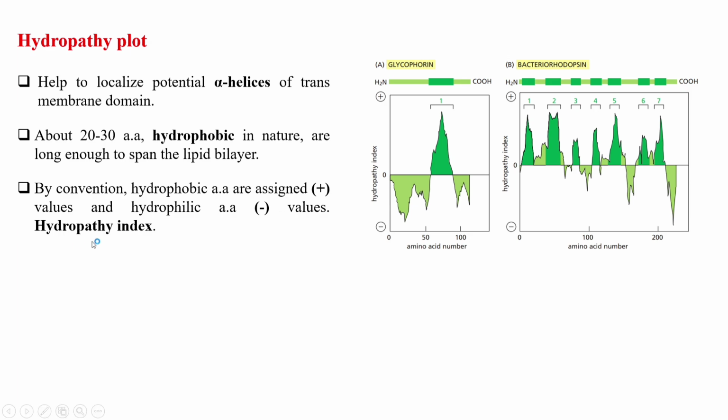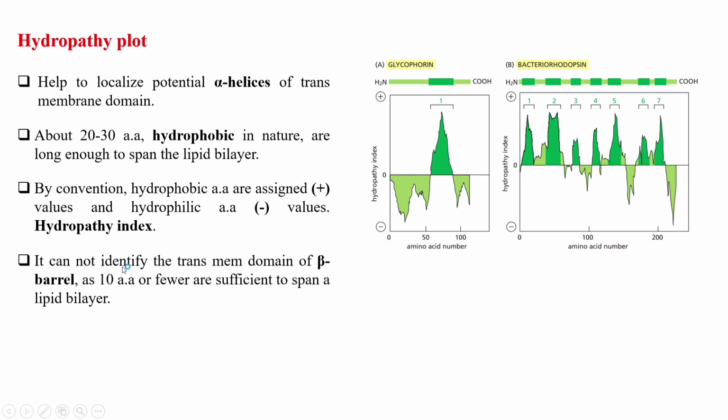So this is called hydropathy index. Conventionally, the hydrophobic amino acids are assigned positive and hydrophilic amino acids negative. Now, 20 to 30 amino acids are enough to traverse or span the lipid bilayer, and it has been found that by this hydropathy plot we can recognize the potential alpha helices. Now, you cannot identify by the hydropathy plot the transmembrane domain of beta barrel.